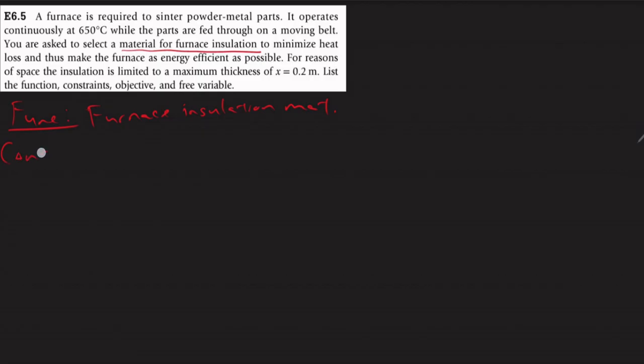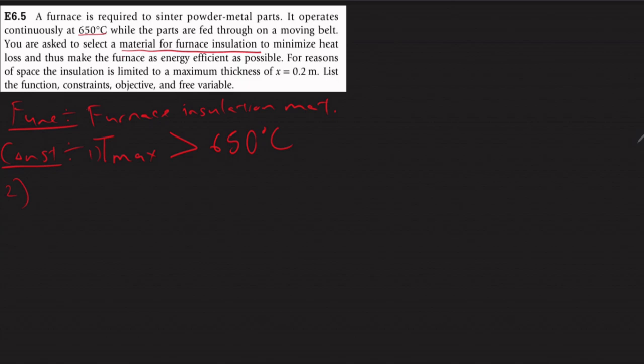Then for the constraint, these are things that must be met. It cannot be negotiated upon. It must be met. So first it says it operates continuously at a temperature of 650 degrees C. So the maximum service temperature, T max, must be greater than 650 degrees C. So that's one of the constraints. This is one. So another, constraint 2, the second constraint over here.